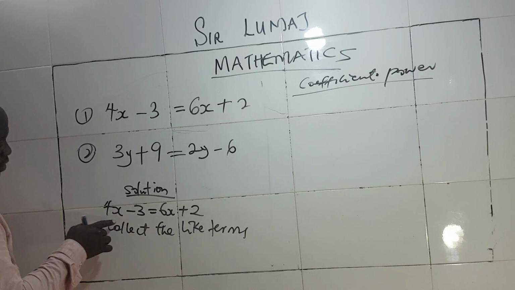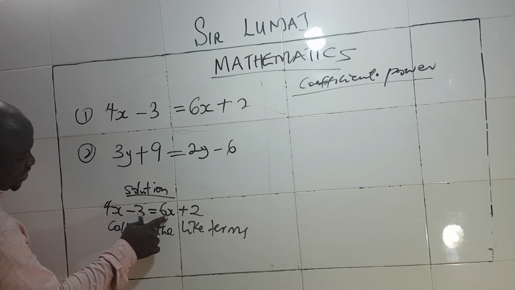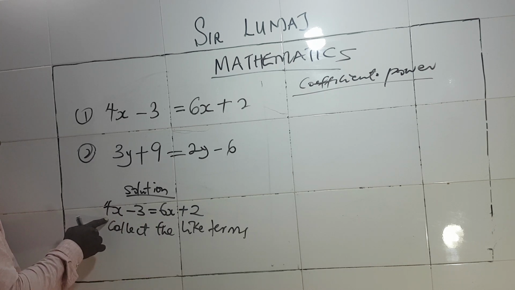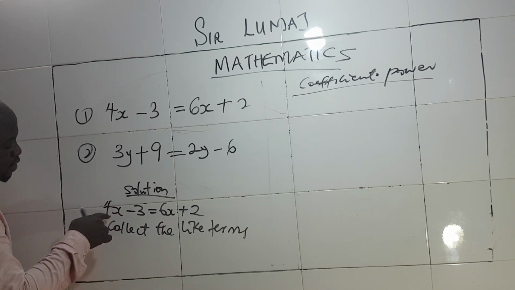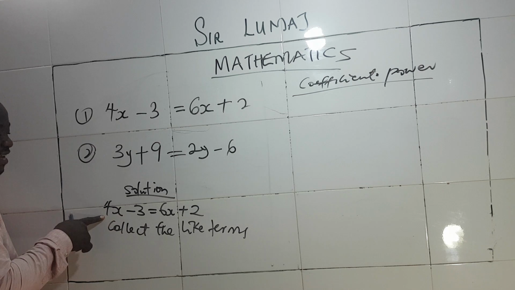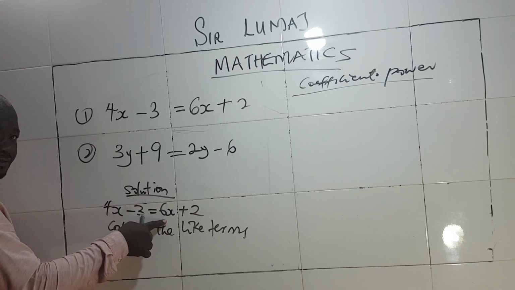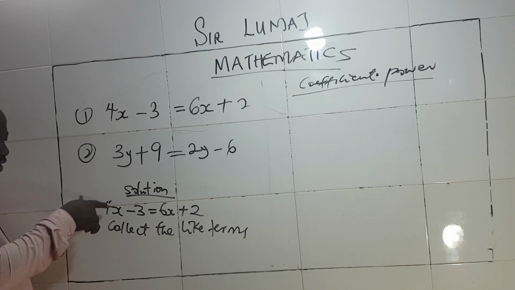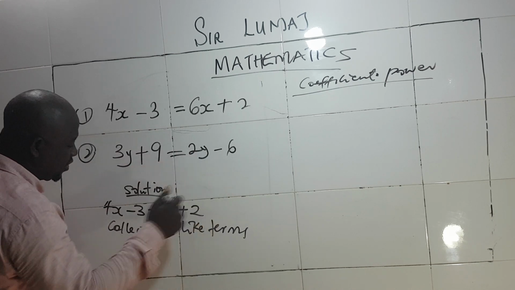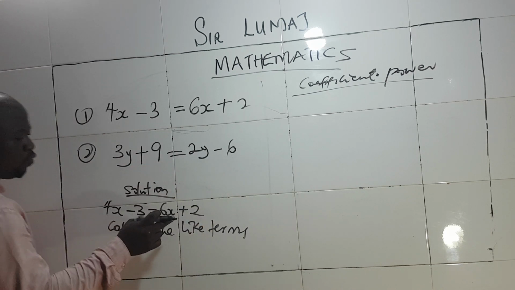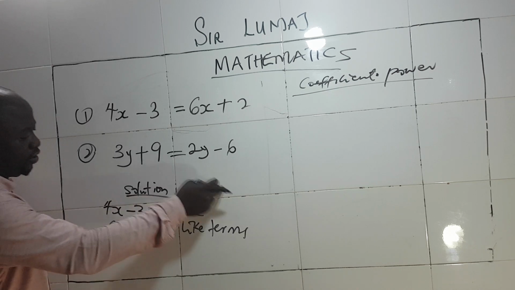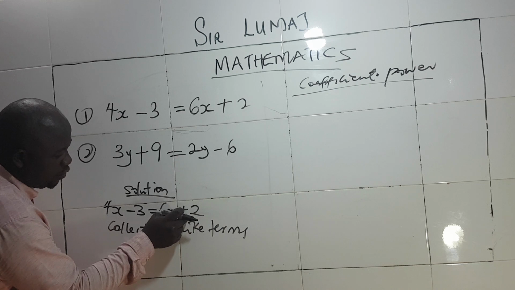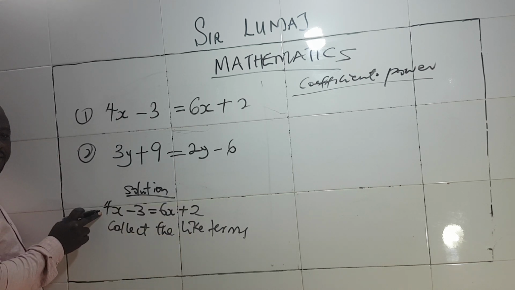Now look at it. Which is higher, 6x or 4x? 6x is higher than 4x. It means that 4x will leave this side for the other side. I repeat, 4x will leave this side for the other side. Since this one is leaving this side for the other side, this is number, this is number. This number here will leave this side for this side.